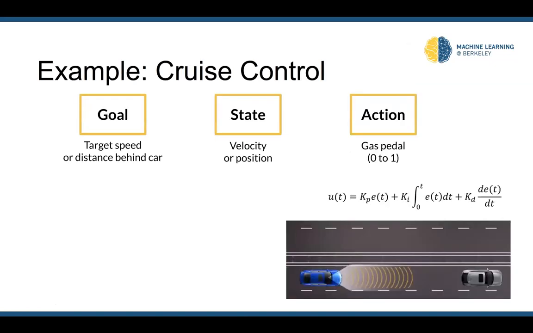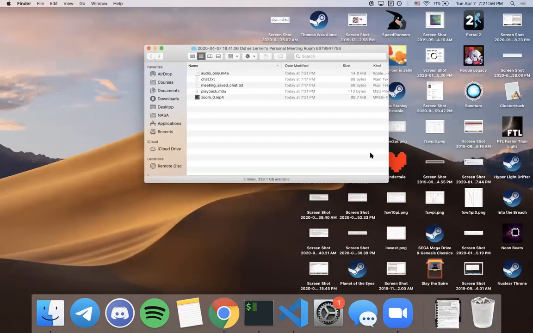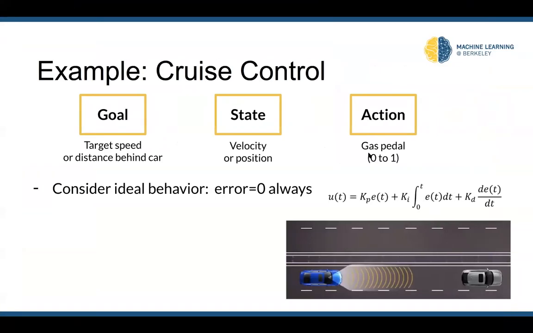But it doesn't always work very well. One example is cruise control. If we're trying to maintain a speed or a distance behind a car, and our action is something like the gas pedal, we can look at what ideal behavior would look like. Well, that's when our error is constantly 0. That's perfect control. What would PID do in this case? What would PID do in this scenario? I'm sort of leading you to see why PID isn't a great choice of algorithm for this case.